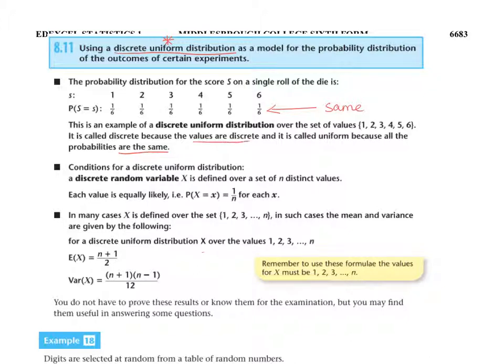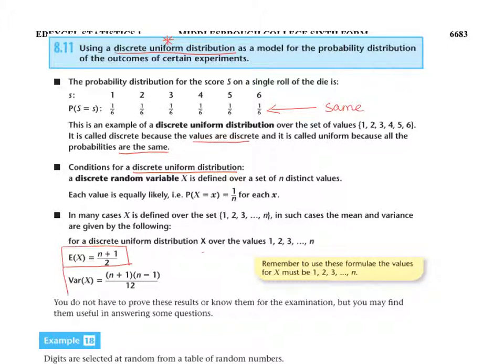So the values are discrete. So the conditions for a discrete uniform distribution, not random but discrete uniform, are that the variable X is defined over a set of n distinct values, so that means it goes from 1 to 6 for this die here. In many cases, X is defined over a set starting at 1 going to n, so that's all your natural numbers. In such cases, the mean and the variance are given as these formulae.